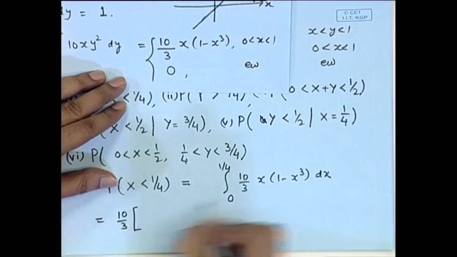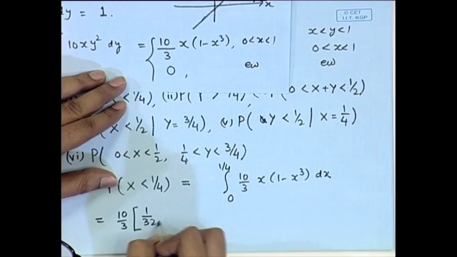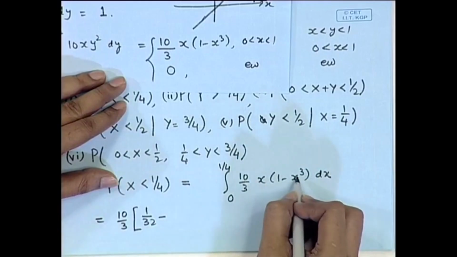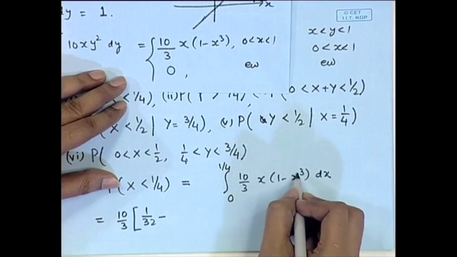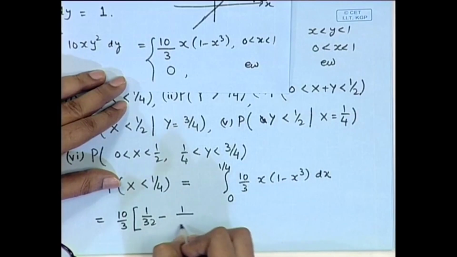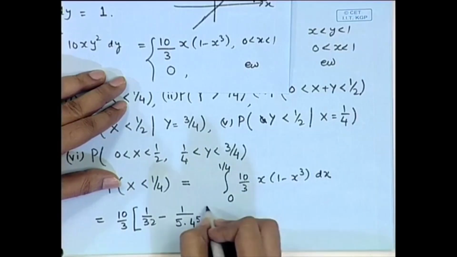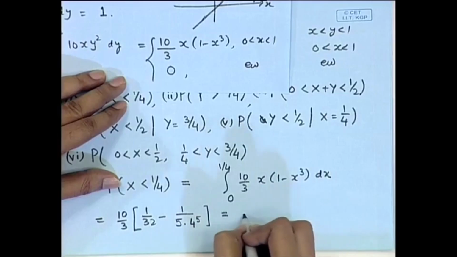10 by 3. Now, the integral of x is x square by 2. So, this is giving you 1 by 32, minus the integral of x to the power 4, that is x to the power 5 by 5. So, 1 by 5 into 4 to the power 5. So, this can be simplified.